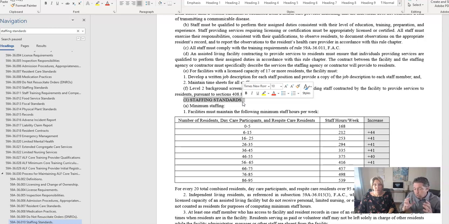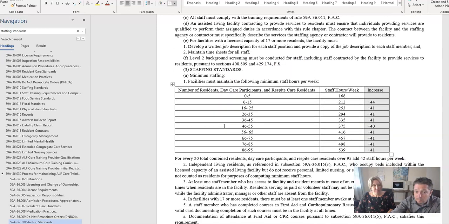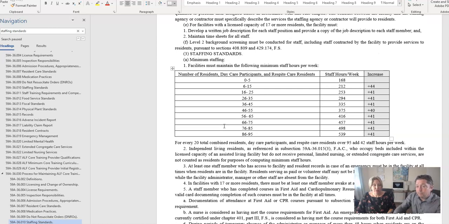There are quiz questions. I'm not sure every quiz is going to have it, but we have heard that people said there's a quiz question that says, you have this many residents, how many hours must you provide? Right, and that's staff hours per week. So facilities must maintain the following minimum staffing hours per week.